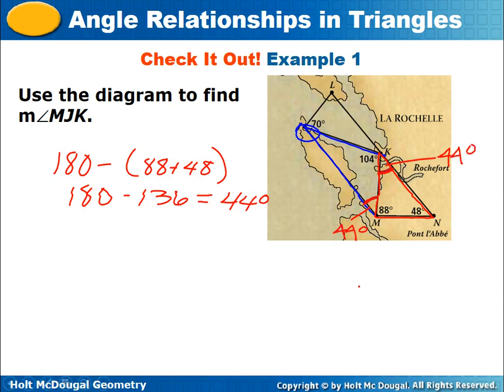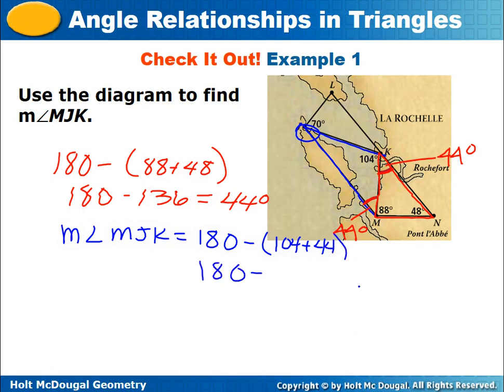Now you should be able to clearly see that we can find our third angle up there. So now to find the measure of angle MJK, we are going to do 180 minus our 104 plus our 44. So that's going to be 180 minus 148, and that's 32 degrees. So this angle right here is 32 degrees.